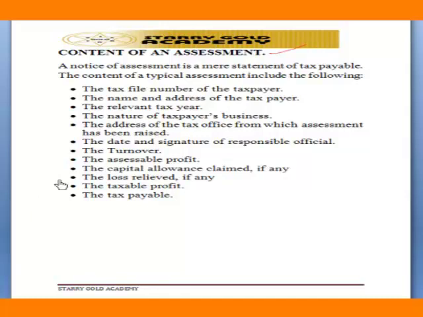An assessment is a statement of tax payable, and will carry some items. It will contain the following: the tax file number of the taxpayer should be indicated there. The name and address of the taxpayer. Relevant tax year, that's the year of assessment, it could be 2010, 2011, or 2013. The nature of the taxpayer's business should be stated in the assessment. Of course, the address of the office from which the assessment has been raised, the station, the date and signature of the responsible official, the turnover, the assessable profit, the capital allowance claim, if any.